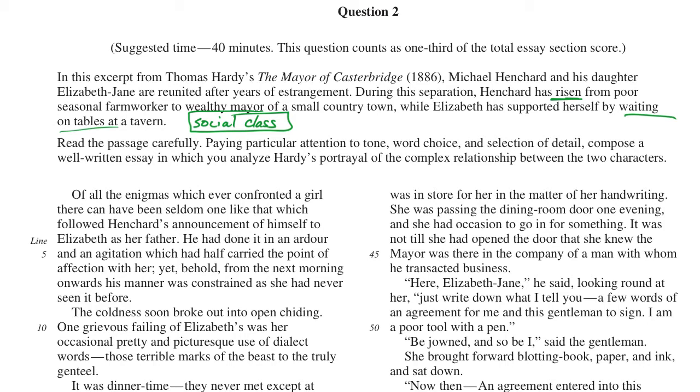I think a lot of the times they're going to provide you some context for these passages that give you an idea to focus on, and that's what they've done here. If I'm paying attention, I see social class already.